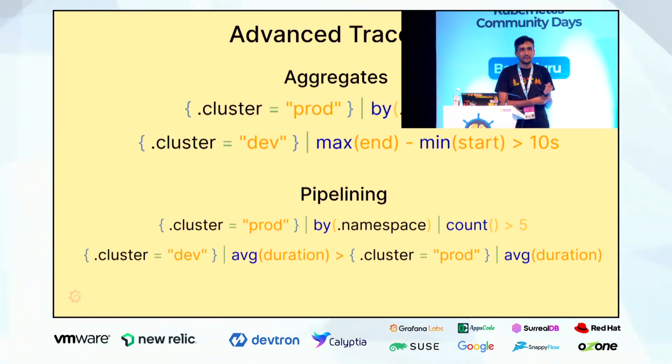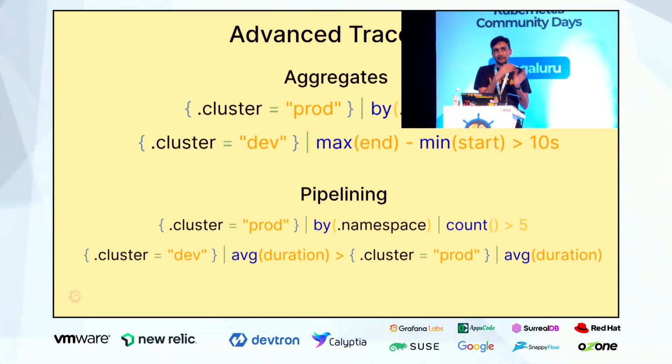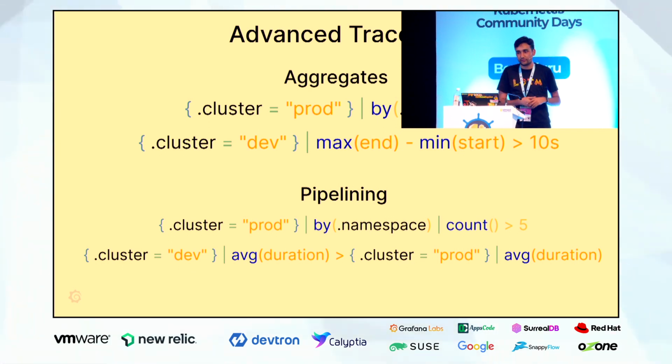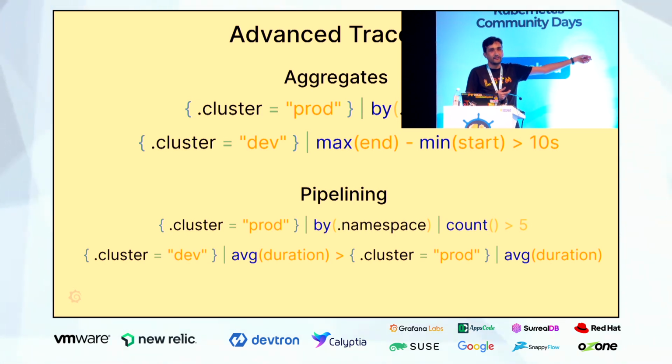So you can say query my spans, and then you can aggregate them by your attributes, namespace, service name, whatever you want to do. You can do min-max on these attributes because it understands start is the start time of the span, end is the end of the span, right? So you can say, I'm only interested in end minus start greater than 10 seconds, right?